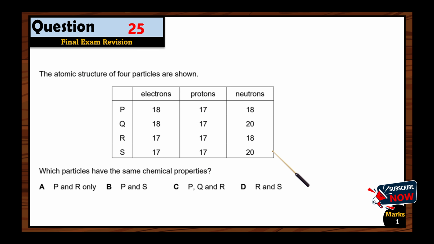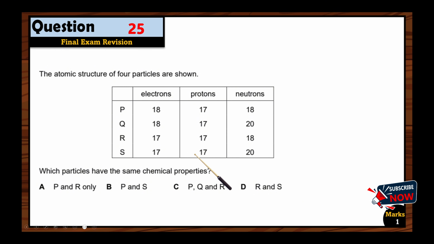Question number 25. The atomic structures of 4 particles are shown here, P, Q, R, S. Which particles have the same chemical properties? Now only those particles will have the same properties which have the same number of electrons. So if you have the same number of electrons, it means the proton number should also be equal to the electron number. So if you see here, P and Q have 18 electrons, right? And R and S have 17 electrons. So it means these two can be isotopes. Now let's see for the proton number. Electron and proton number should be equal, but they are not, right? So P and Q are rejected.